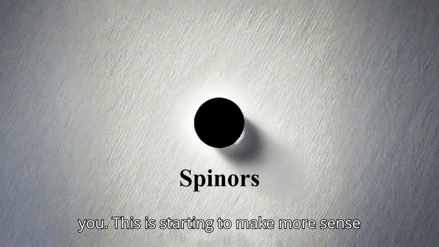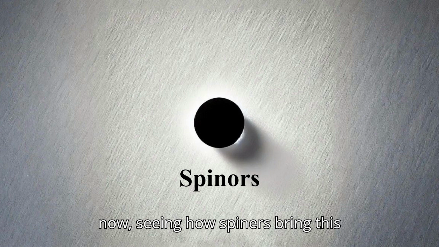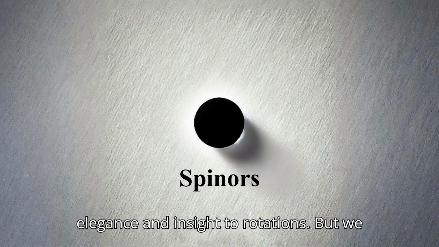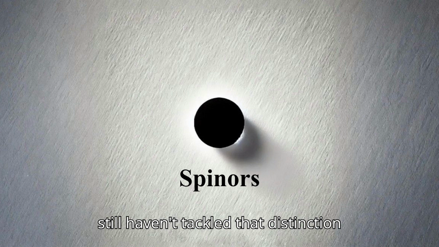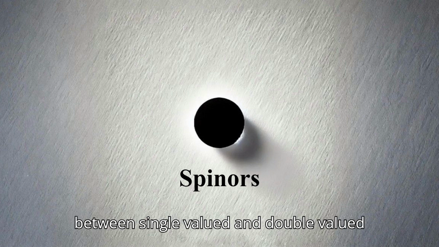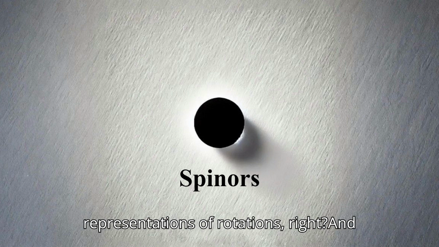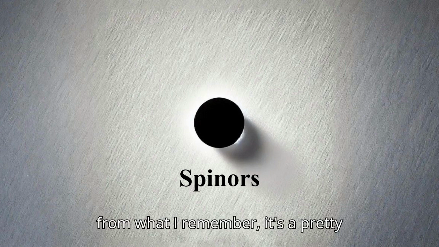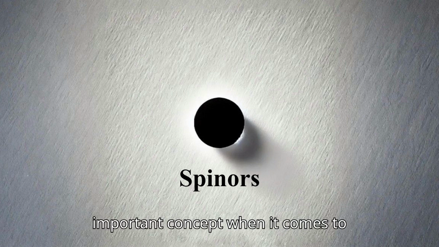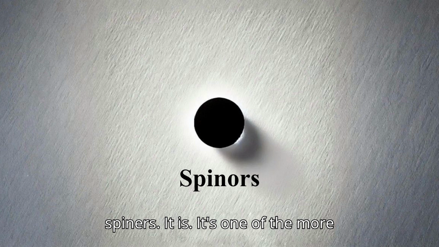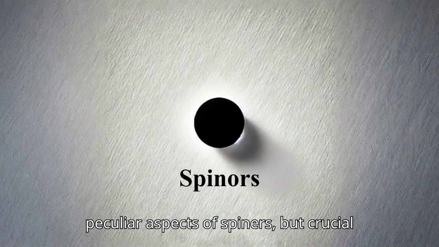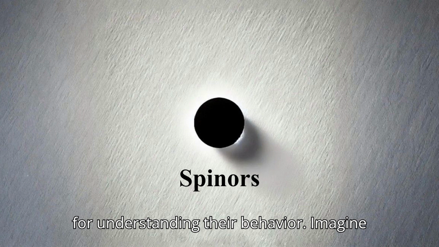I'm following you. This is starting to make more sense now, seeing how spinors bring this elegance and insight to rotations. But we still haven't tackled that distinction between single-valued and double-valued representations of rotations. Right. And from what I remember, it's a pretty important concept when it comes to spinors. It is. It's one of the more peculiar aspects of spinors, but crucial for understanding their behavior.